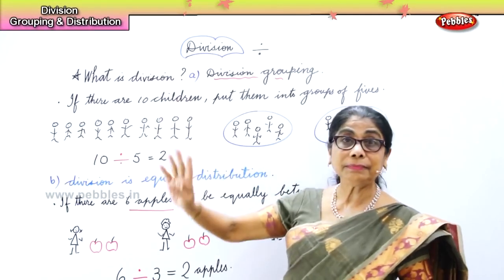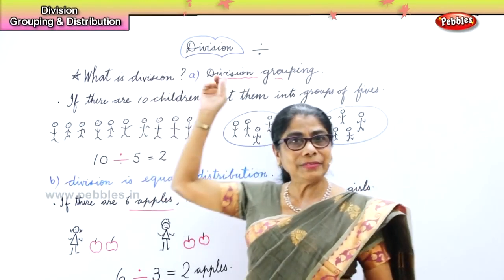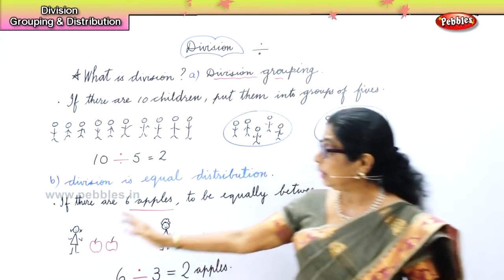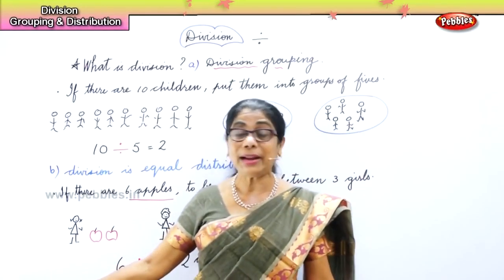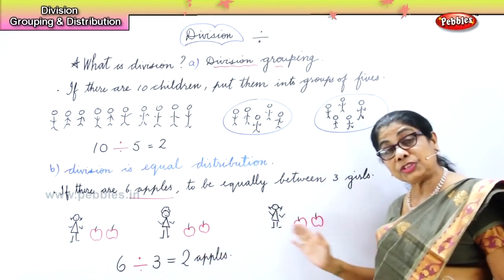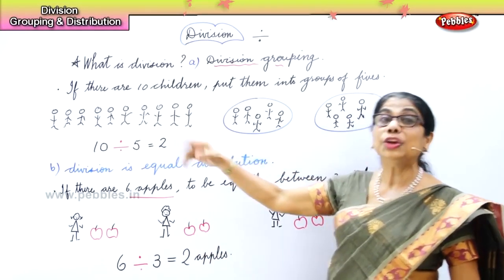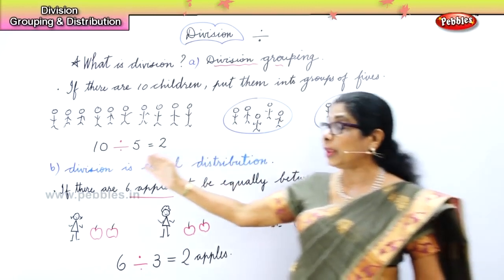We have done 2 in what is division. Division is grouping. Groups should be equal. Division is equal distribution. All right? Equally distributed. So there are 6 apples to be shared equally among 3 children. There are 10 children to be grouped into groups of 5, and you get 2 groups.